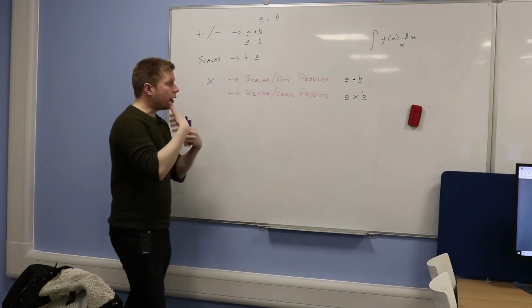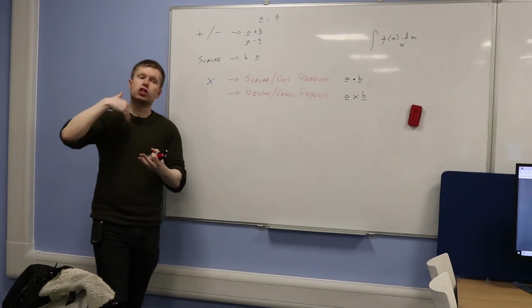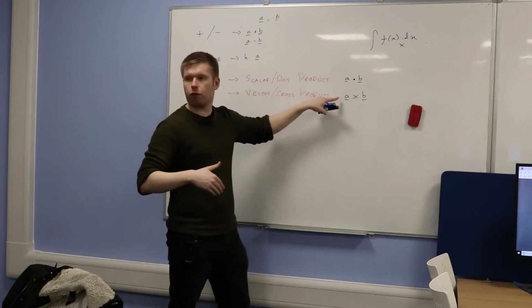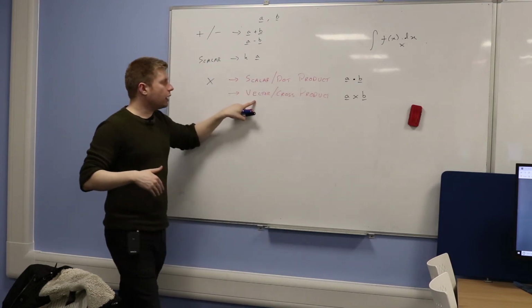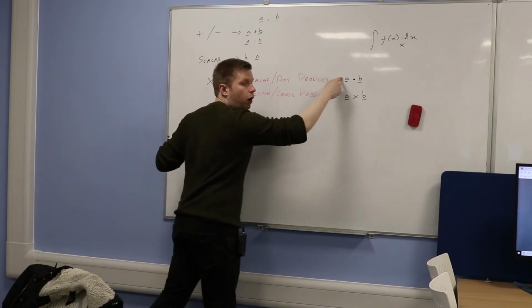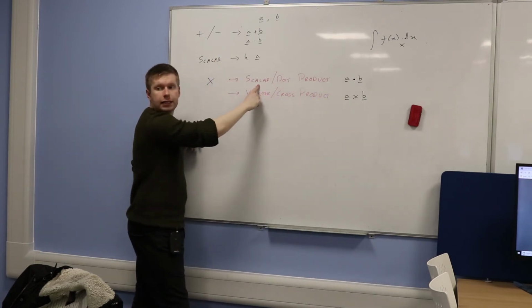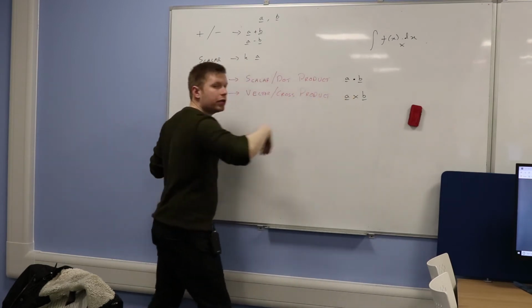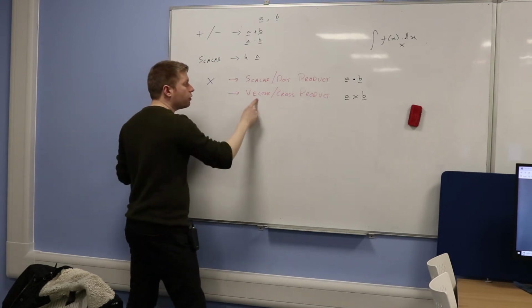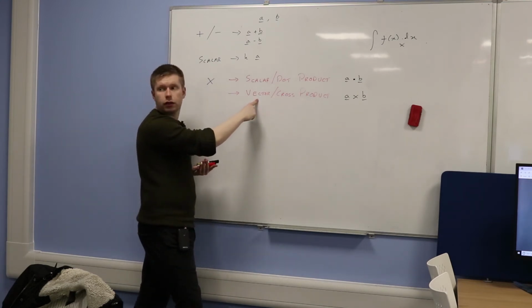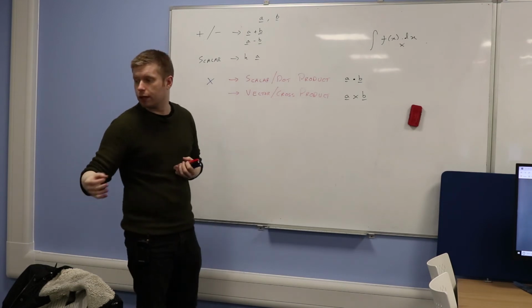Okay? Now, interestingly, the result of each of these 2 operations is either a scalar or a vector. So if I do the dot product, the answer will come out as a number. It will come out as a scalar. If I do the cross product, the answer will come out as a vector. Okay, so that's another difference between the 2.